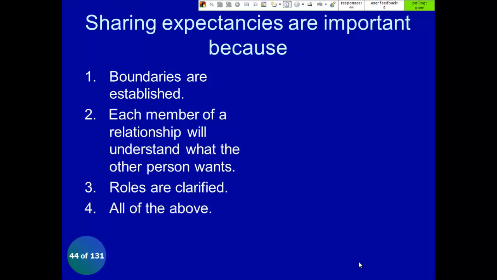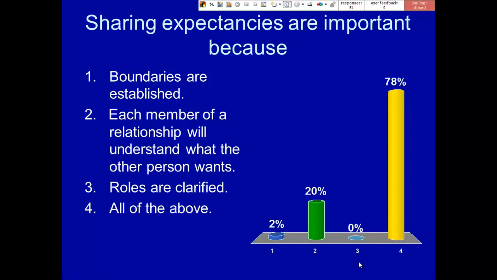So why are expectancies important? Is it 1, 2, 3, or all of the above? Looks like you got this answer already. All right, everybody got it? Okay. All right, so the answer is 78% are correct. It's all of the above.